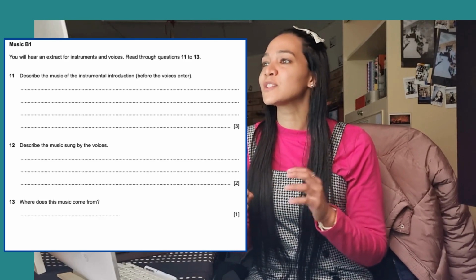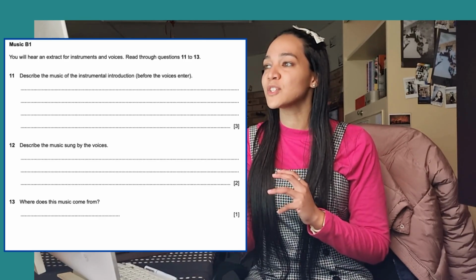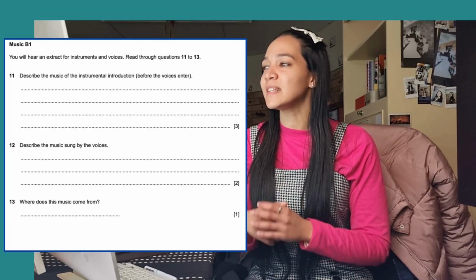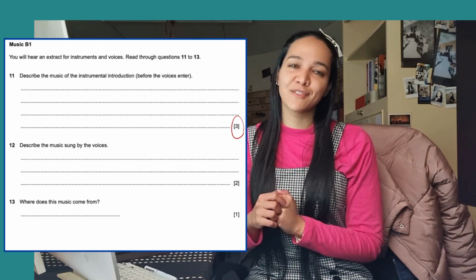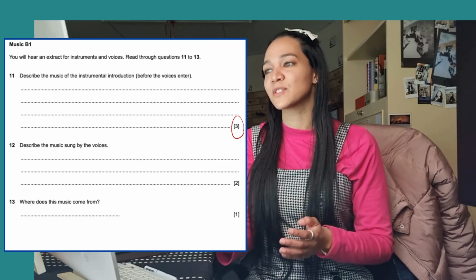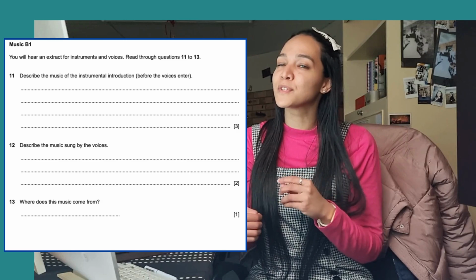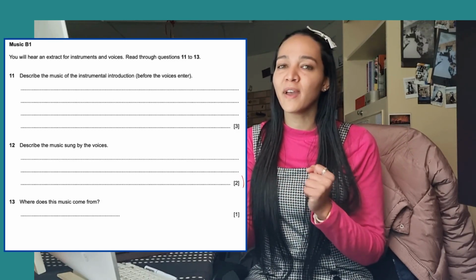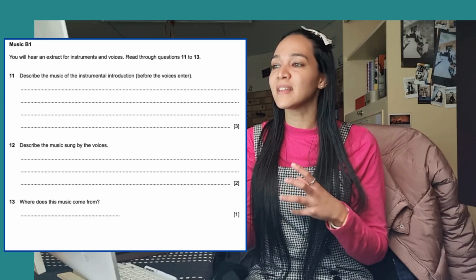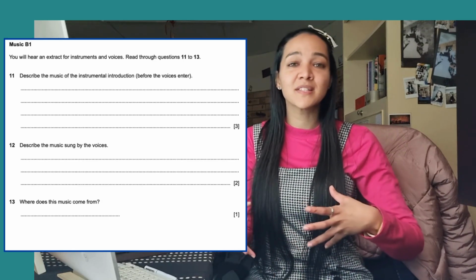Question 11, describe the music of the instrumental introduction, and they just clarify that is before the voices enter. So 3 marks in brackets, we need to give 3 facts there. Next, it says describe the music sung by the voices. So musically we have to know what's going on here, we have to put it down on paper, 2 facts for 2 marks there. Then finally, where does this music come from, or from where does this music come?